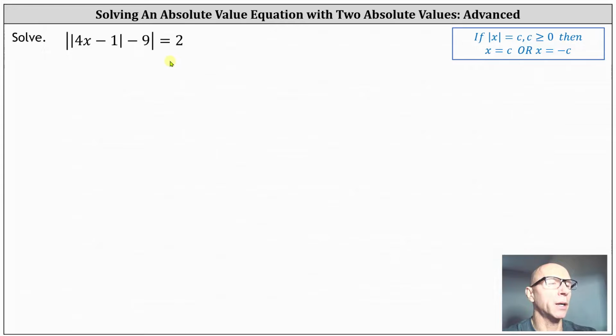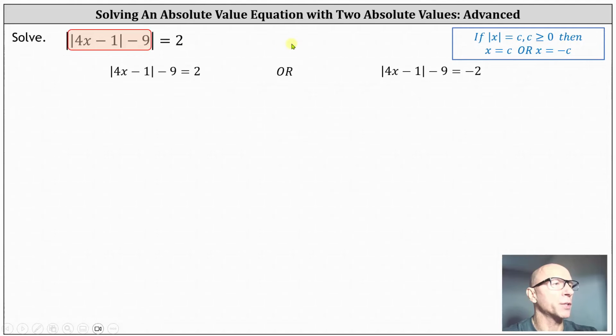We'll apply the same idea here, but we'll have to apply it twice, once for the outer absolute value, and then once again for the inner absolute value. So going back to our given equation, let's first consider the outer absolute value. The expression inside the outer absolute value can equal positive 2 or equal negative 2. This gives us the absolute value of the quantity 4x minus 1 minus 9 equals 2, or the absolute value of the quantity 4x minus 1 minus 9 equals negative 2.